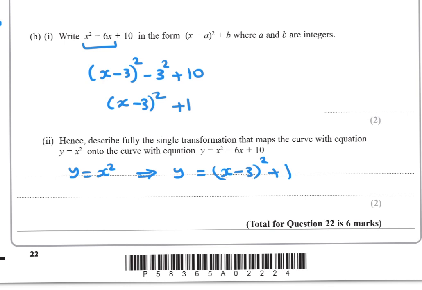This means horizontal translation 3 units to the right. And we add 1 for the function, this means vertical translation 1 unit up. So we can say that this is a translation by the column vector (3, 1): 3 to the right and 1 up.